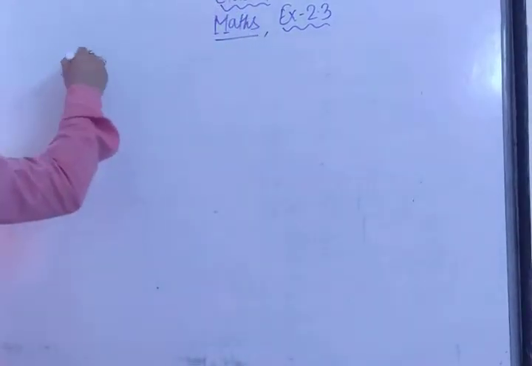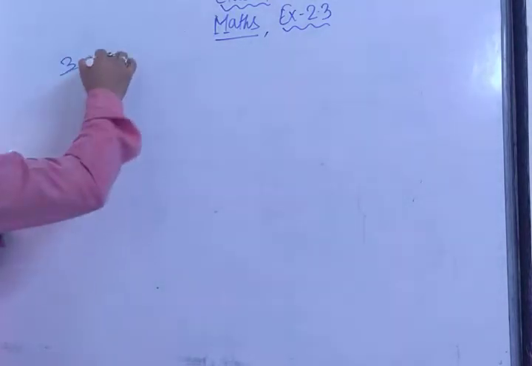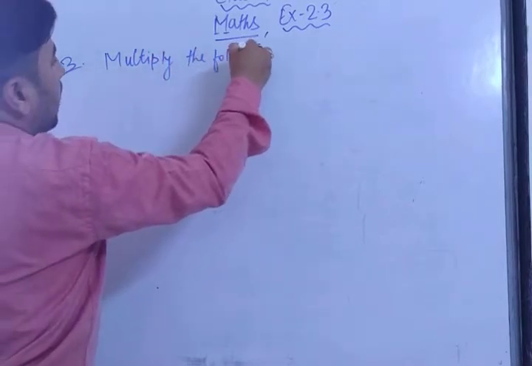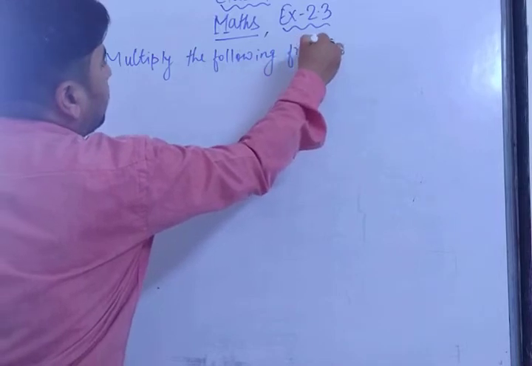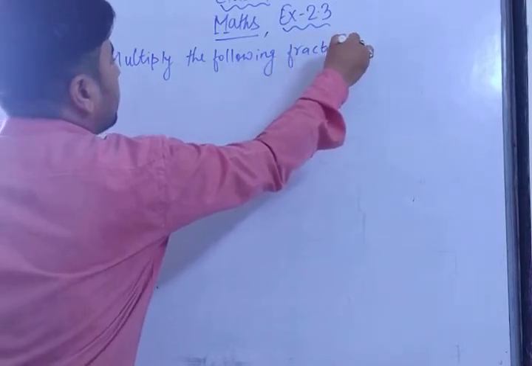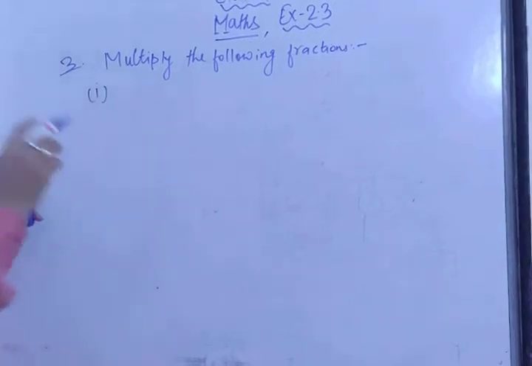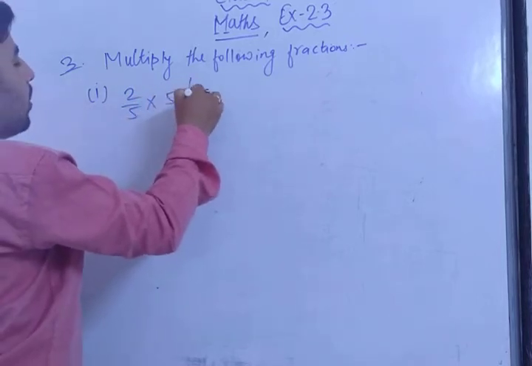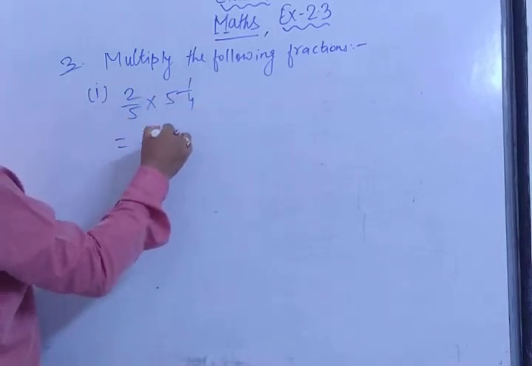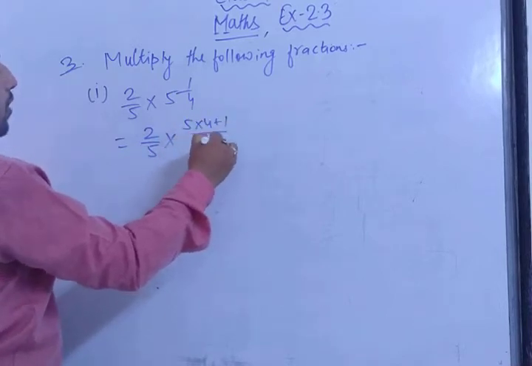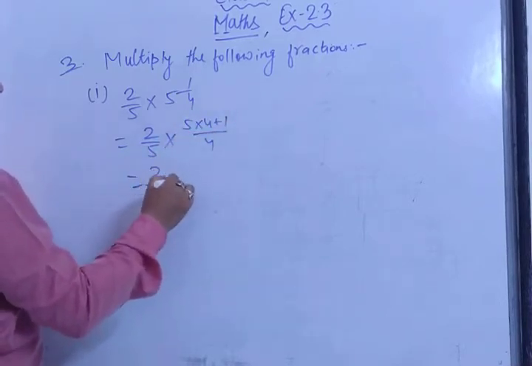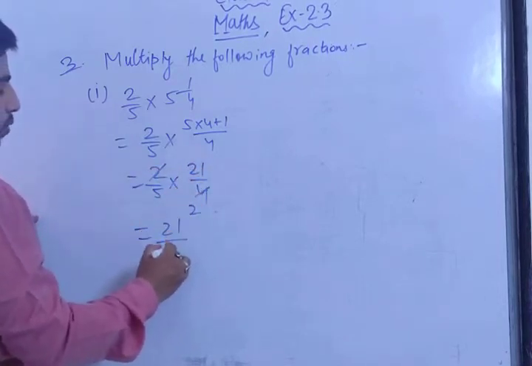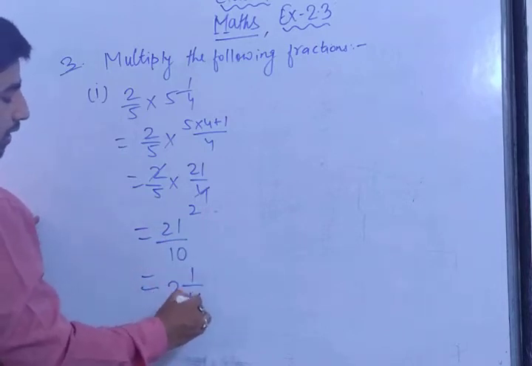Question number 3. What is question number 3? Multiply the following fractions. First question: 2 by 5 into 5 into 1 by 4. 2 by 5 into 5 into 1 by 4. First of all, 2 by 5 into (5 into 4 plus 1) by 4. 5 4s are 20, 20 plus 1, 21 by 4. 2 2s are 4, so 21, 5 2s are 10. 21 by 10.